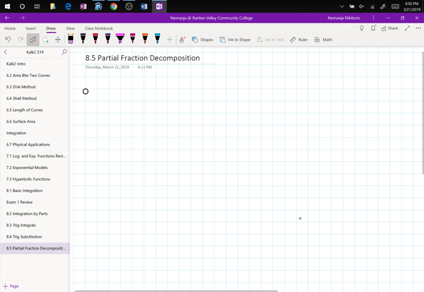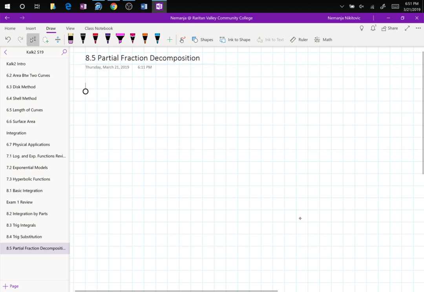Hello and welcome back to Calculus 2, section 8.5 on partial fraction decomposition. So this is another one of those painful calculations that we need to do to transform the integral into the form where we can integrate. Now, you might be asking, what is partial fraction decomposition? Well, it's this algebraic calculation that you do to turn a single rational expression into sum and difference of multiple rational expressions.